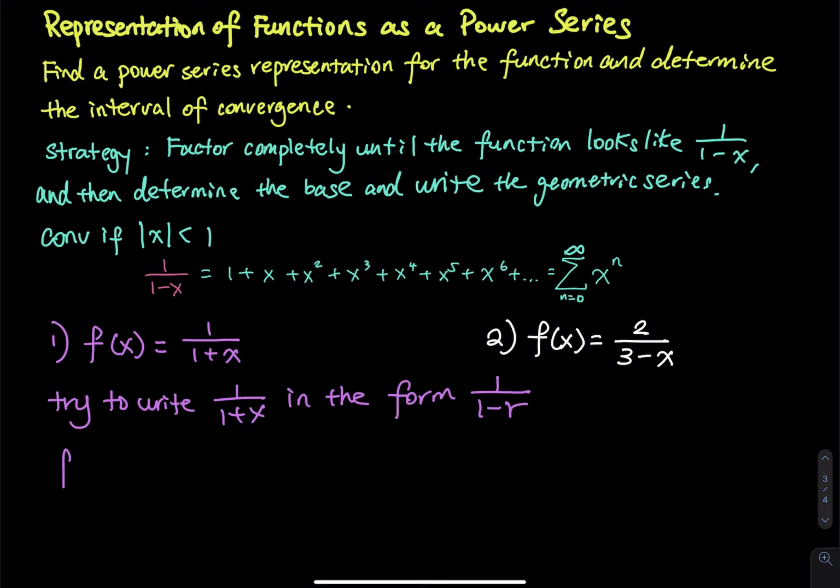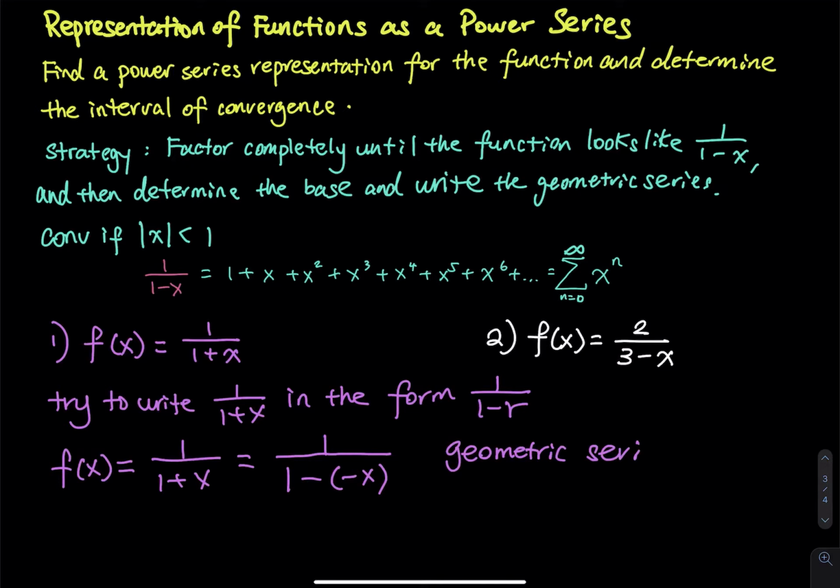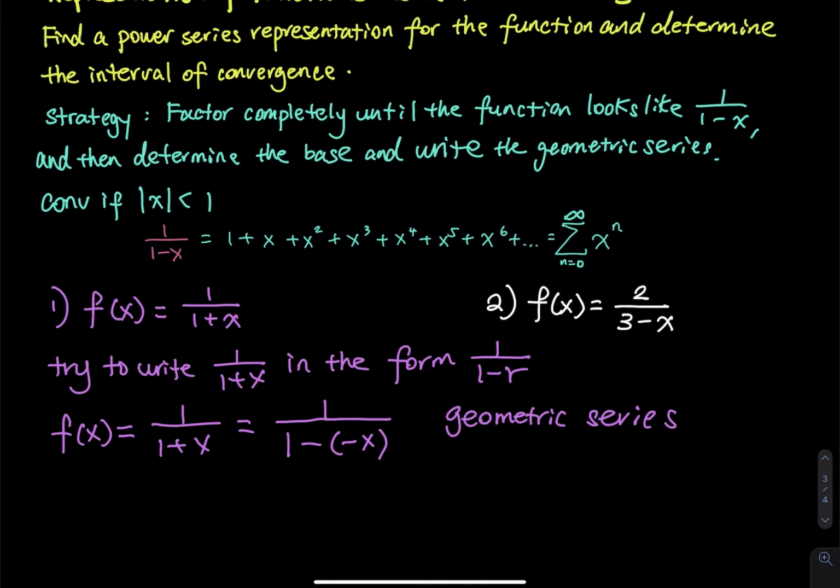So we have f of x equals 1 divided by 1 plus x. I want to get a minus r in the denominator. To get the common ratio out, the only way to do it is to have minus r, or we use x, so we use minus x. That is the only way to do it. And then this is a geometric series. And what is the common ratio? The common ratio r is equal to minus x, right?